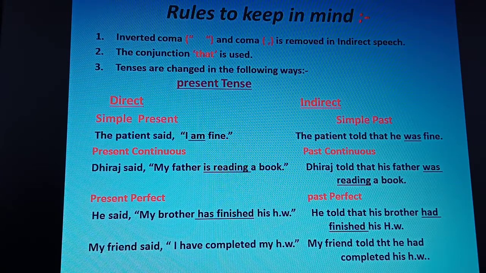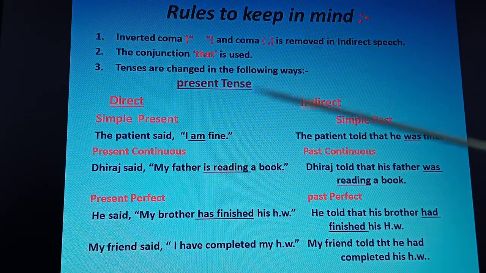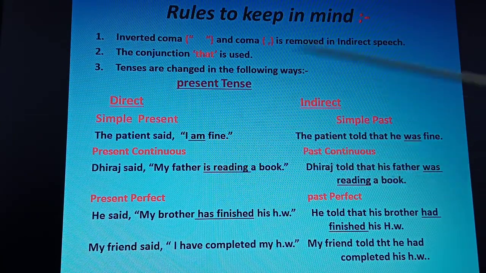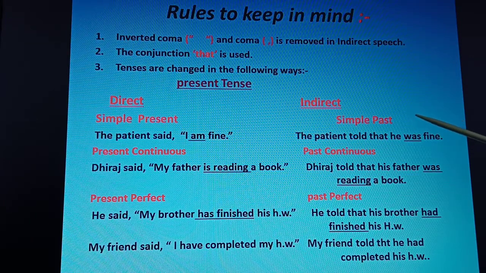So, simple present. Suppose the sentence is in the simple present, it has to change into simple past and not past perfect. Clear? That's why I told you the first topic when I taught you the tenses, it is very important. And now it is useful. Clear? So, simple present will change into simple past.